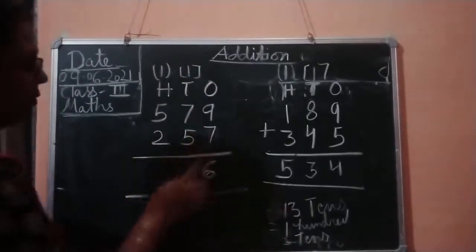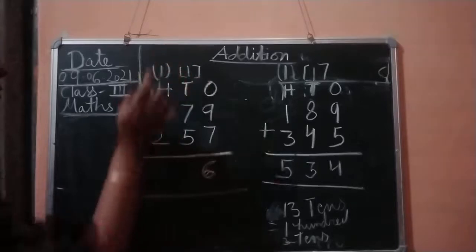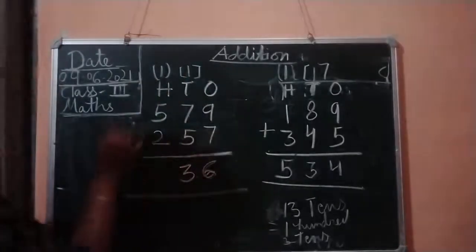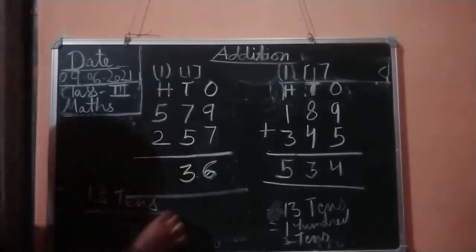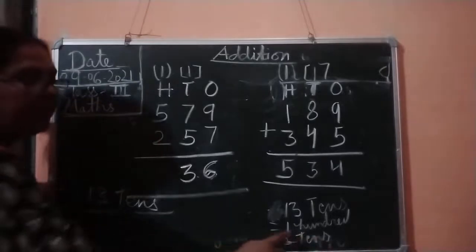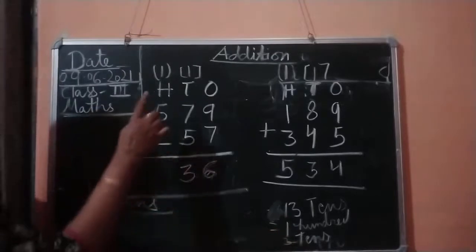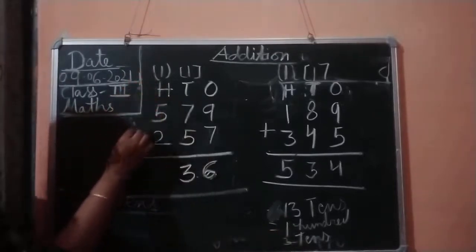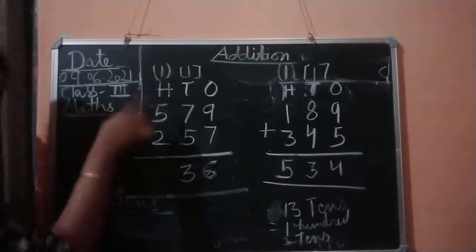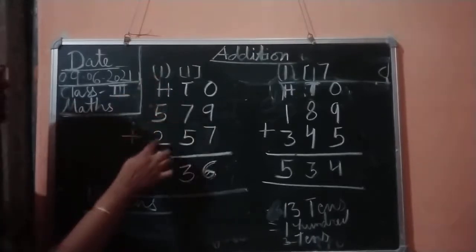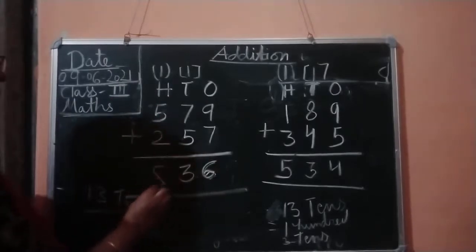Now 7 and 5. So 8, 9, 10, 11 and 12. 12 plus 1 is 13. Now 1 will be carried because it is 13 tens. 13 tens means, as we have discussed, 1 hundred and 3 tens. So that is why the hundred will be shifted over here, because we should write it with the hundreds. We will regroup this. So 5 and 2 is 7, and plus 1 is 8.